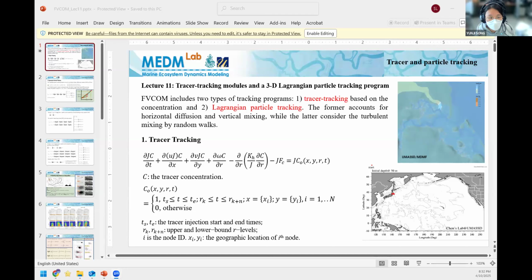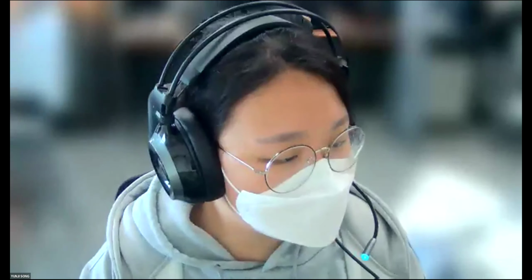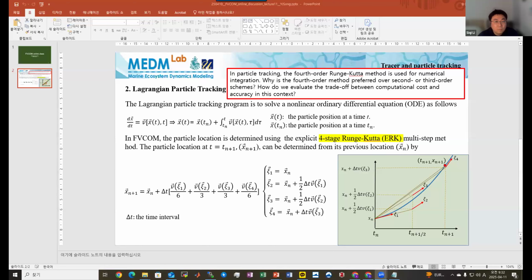I have a question. Can I share my screen? Yes, please. I want to know why we have to use the fourth order Runge-Kutta method, not the second, third, or fifth order. And is this the best order to calculate the Lagrangian particle tracking?